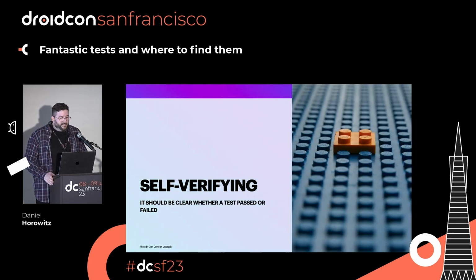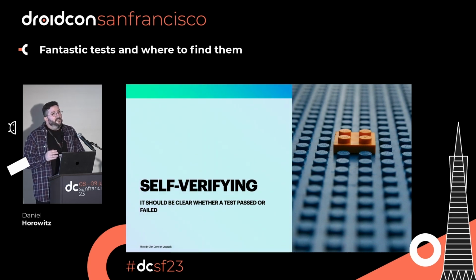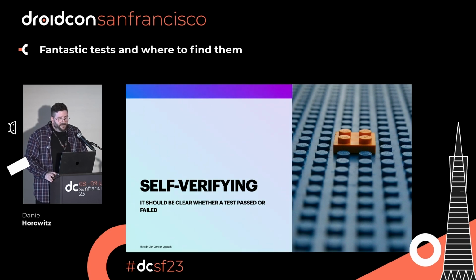Tests should be self-verifying. Just like a Lego piece that you know exactly where it fits, it should be clear whether the test passed or failed. Frameworks like JUnit and others can mitigate this problem. For example, in JUnit, you know exactly what the result was, the actual and the expected. And that's how you see that a test is self-verifying.